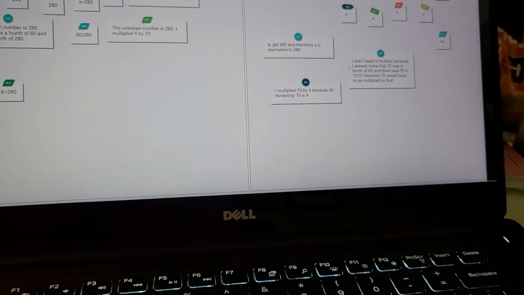This one was pretty good too. I didn't need to multiply because I already knew that 15 was a fourth of 60, and there was 70 in 15/70, therefore 70 would have to be multiplied by 4. So there are different ways to answer that question.